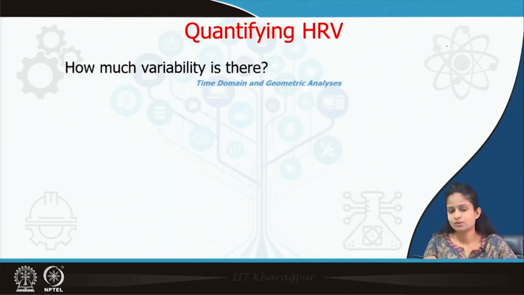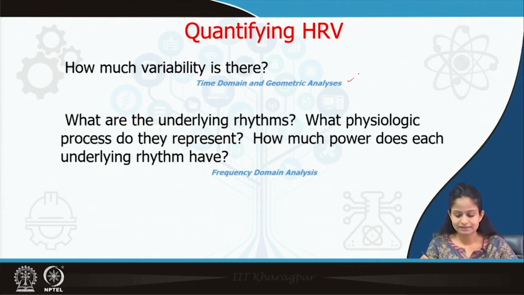So, how do we quantify heart rate variability? Now, HRV is quantified depending on various factors like how much variability is there. You want to quantify based on how much variation is there. For that, we use time domain and geometric analysis. If we want to see what are the underlying rhythms present and how much power each underlying rhythm is having, for that we use frequency domain analysis, that means the power spectral density analysis.